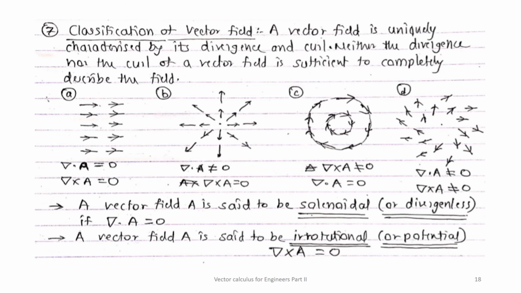A vector field A is said to be solenoidal or divergenceless when divergence of A is equal to 0, and a vector field A is said to be irrotational or potential. This is an important word: when it is irrotational, it is a potential. So when rotation is not there, when curl of A is equal to 0, there is a potential.